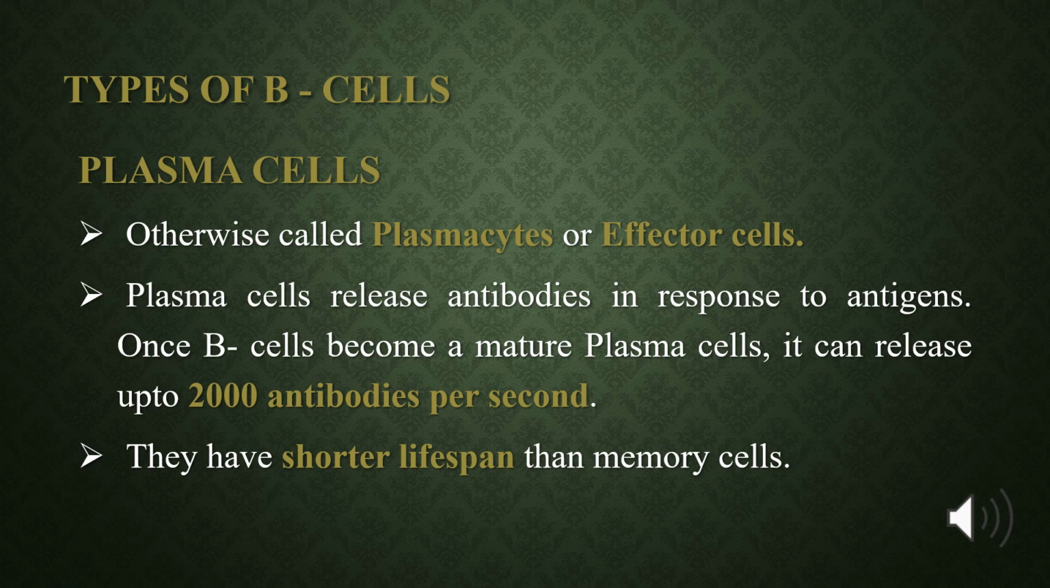B cells are grouped into two major types, plasma cells and the memory cells. Plasma cells are otherwise called as plasmacytes or effector cells. They release antibodies in response to antigens. Once B cells become mature plasma cells, it can release up to 2000 antibodies per second. They have shorter lifespan than the memory cells.